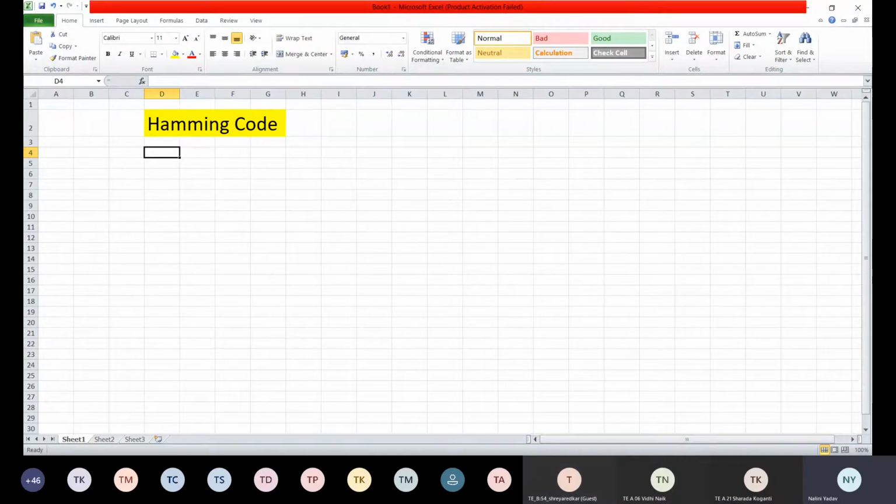So we'll go ahead. What we are looking at today is the Hamming code. In the Hamming code, we have the actual data which is to be transmitted, and then we have parity bits. They are appended with the actual data. Fine.